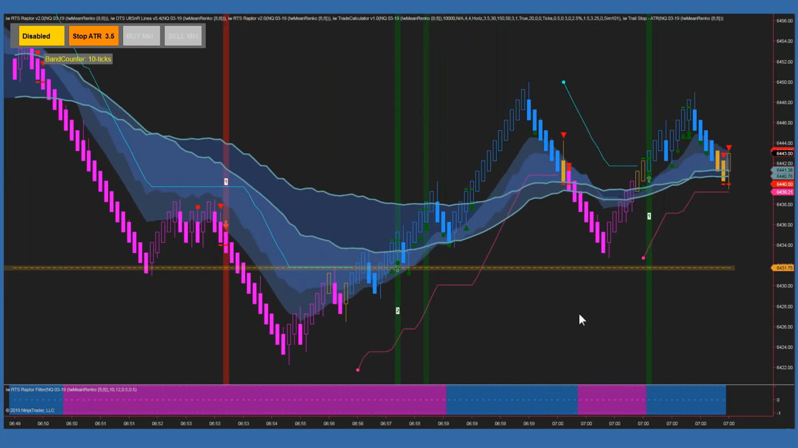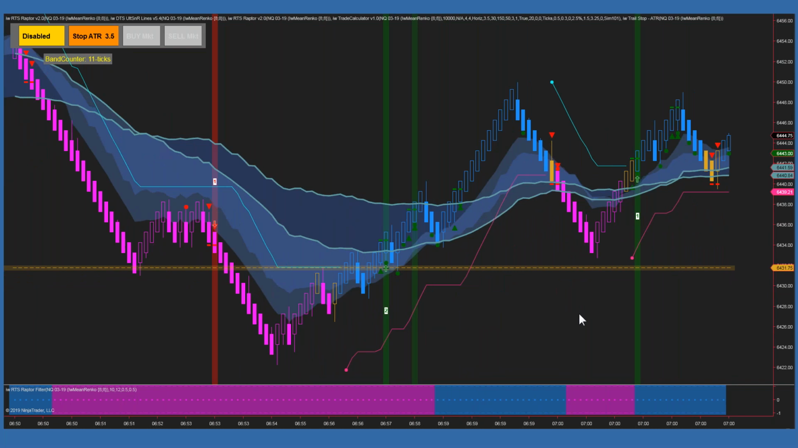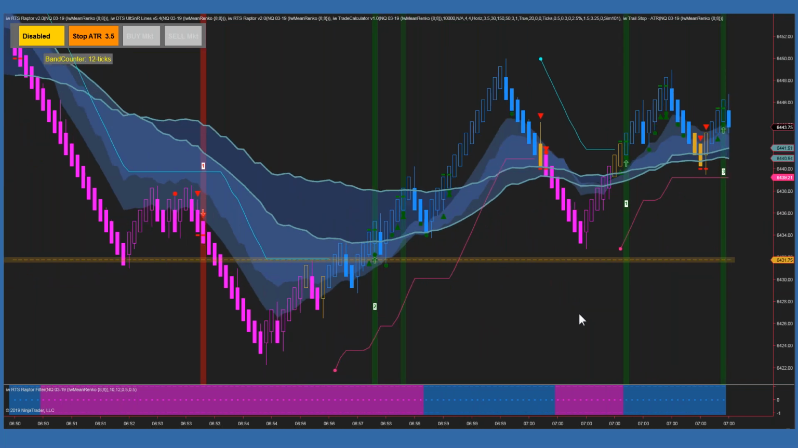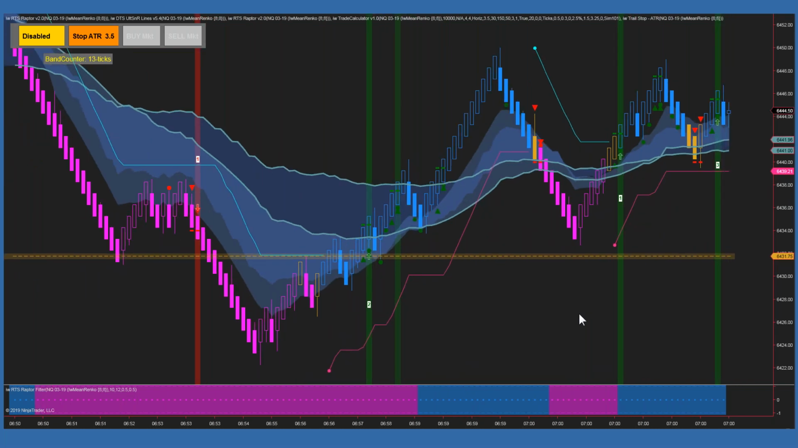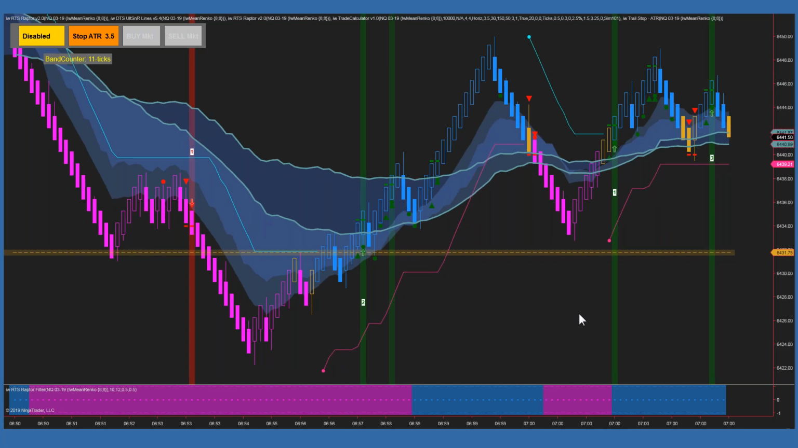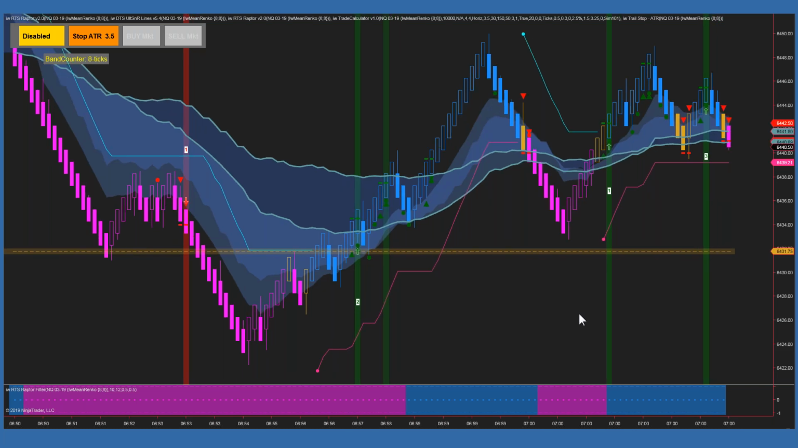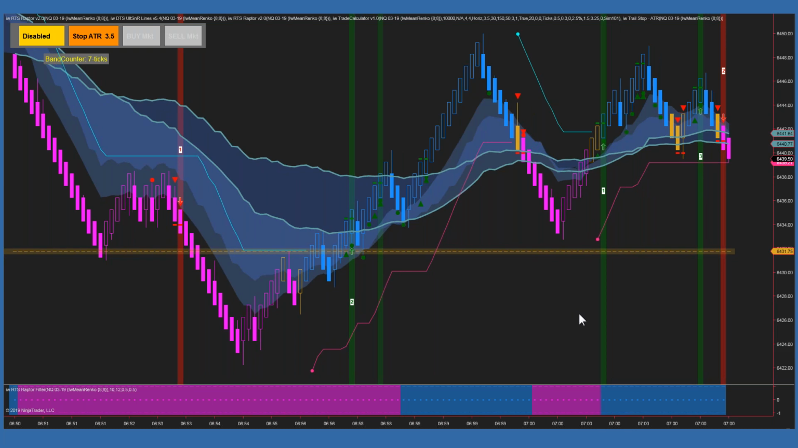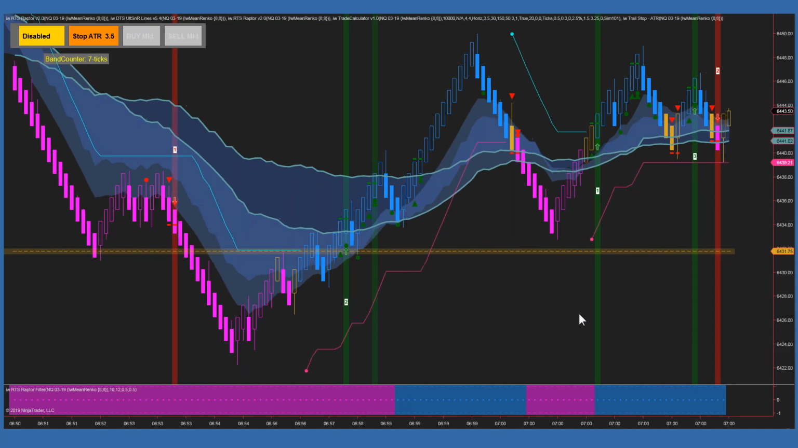And multiple contracts give you several advantages, not only increasing your profitability, but also sometimes when it comes to trade management, you're able to leave a runner in play. You can extend profit targets, you can have multiple profit targets, and so on.